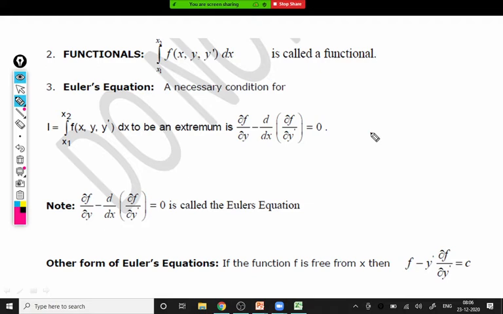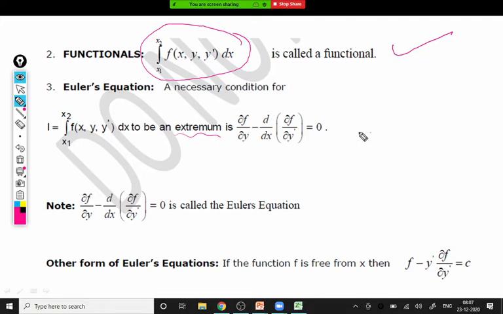First of all, this is the definition of a functional. When we say functional, you should know it is an integral. This integral is known as a functional. Next, this integral is an extremum. The word extremum is nothing but a minimum or maximum.